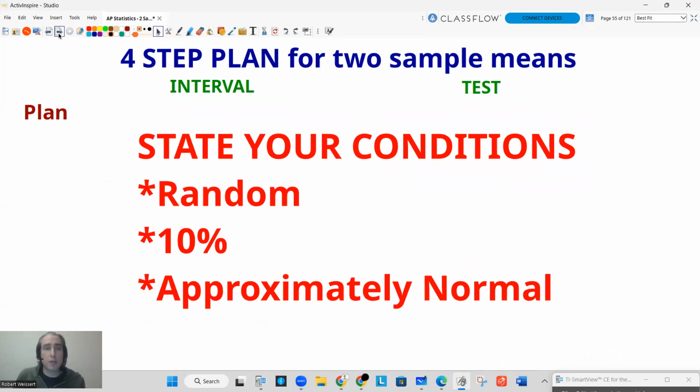Then your conditions, we're going to do our random, 10%, and approximately normal. A lot of times the textbook's going to say to name the test here. I do that at first because a lot of times the scoring guidelines are just going to look for the name of the test. So just get that out of the way first. So we're going to state our conditions, random, 10%, and approximately normal.